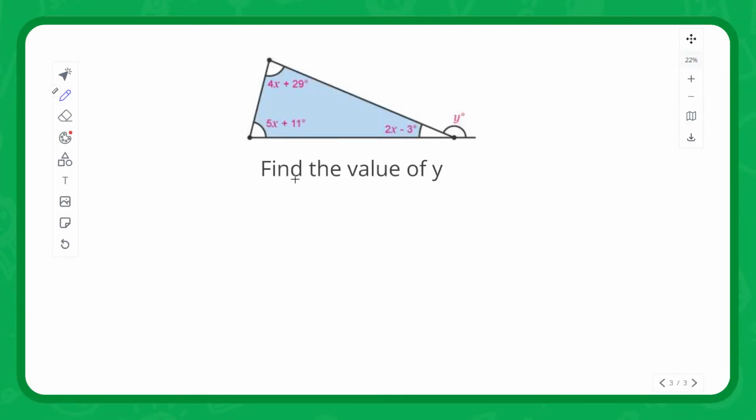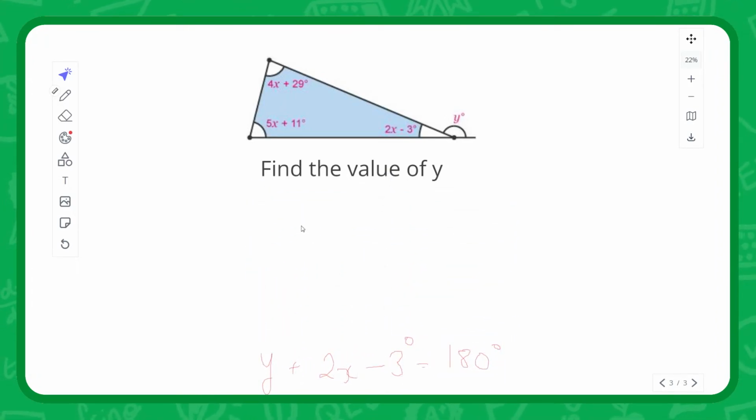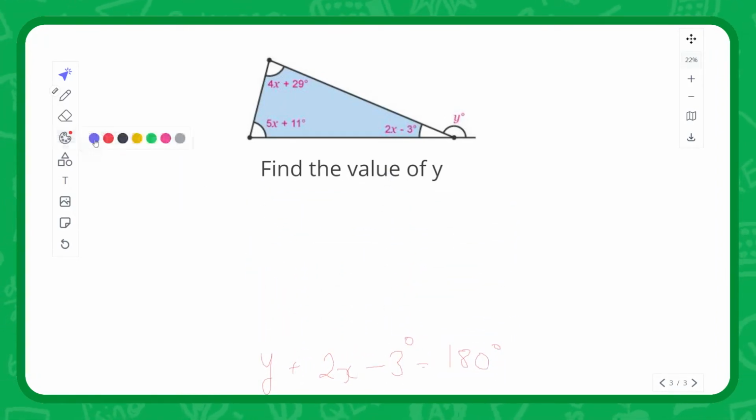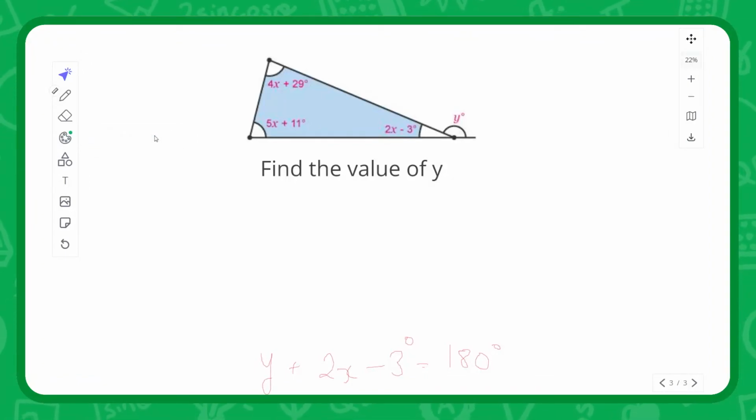Okay, so we can fill that in now. So we know that y plus 2x minus 3 equals 180 degrees. Okay, and this is also in degrees. So what that means is, in order to find out what y is, we're going to need to just find out what x is, and then substitute in from there. So to find out what x is, we need to use another piece of information, and this is where it's just assumed pieces of information you're expected to know.